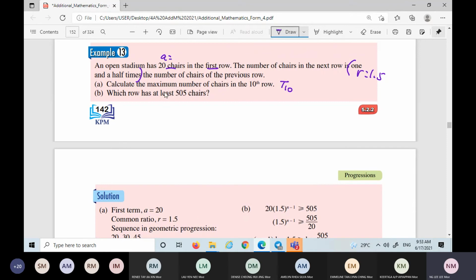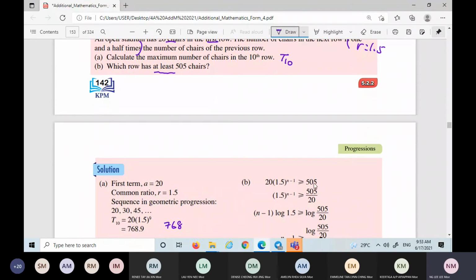Okay, look at B. Which row has at least 505 chairs? So you set this 505 as the Tn, then you get the n. But at least is what? At least means minimum. It can be more than that. So you get Tn greater than 505. 505 is the minimum, you can have more than that, so it's bigger than. Then equal to also 505, because at least means including 505. So you have an equal sign here.